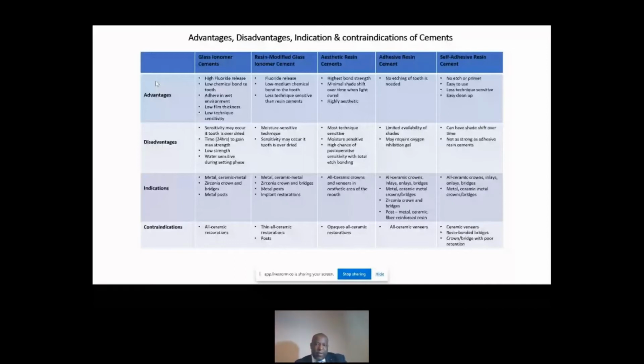What about aesthetic resins? Well, these have the highest bond strength of all cements that are available. As the term implies, they're highly aesthetic. However, they're the most technically sensitive. A number of steps are needed to ensure that you get a good result.